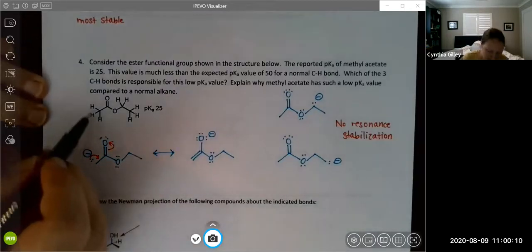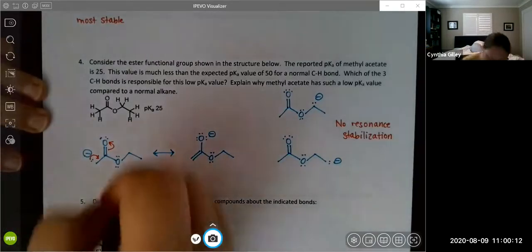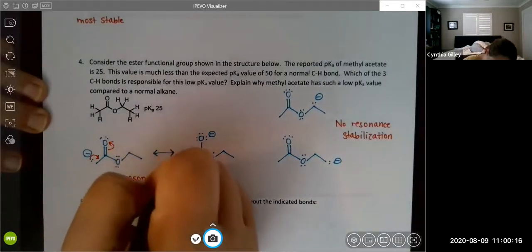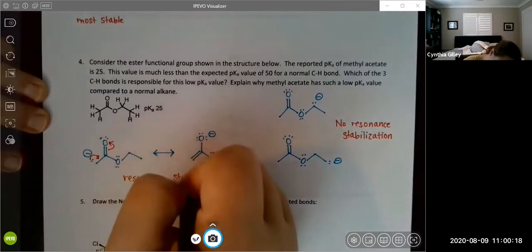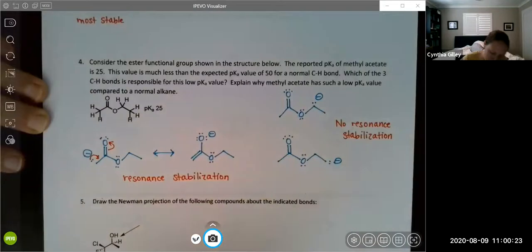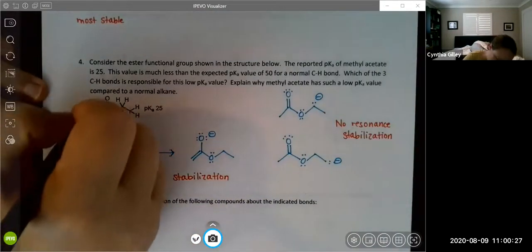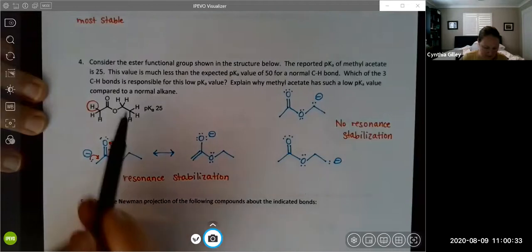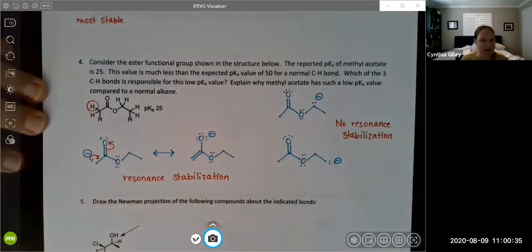Whereas here, if you remove one of these, we do have resonance stabilization, which makes that lone pair much more stable, and therefore the hydrogen here much more acidic. So it's actually one of these three hydrogens at the end that has a pKa value of 25. The hydrogens over here would be much less acidic with a much higher pKa value.